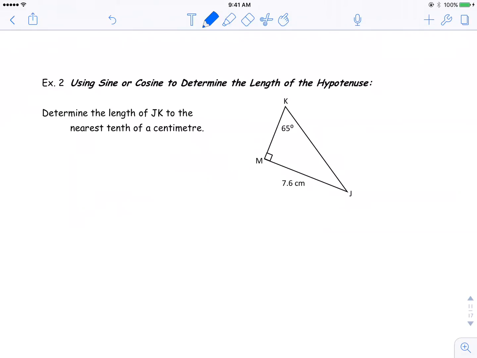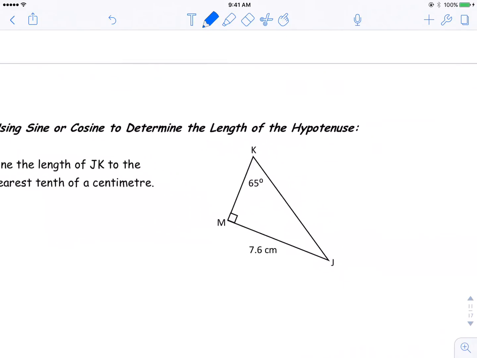Example 2, section 2.5, using sine or cosine to determine the length of the hypotenuse. So we found one of the sides, now we find the hypotenuse. Determine the length of JK to the nearest tenth of a centimeter. JK on our triangle.